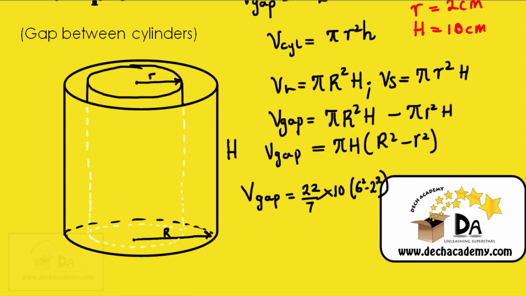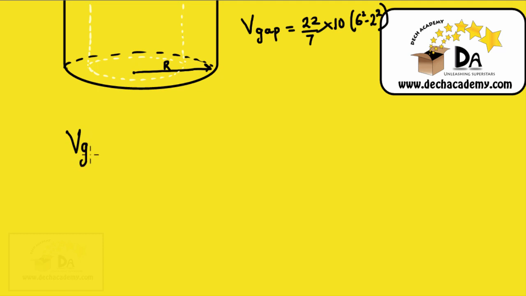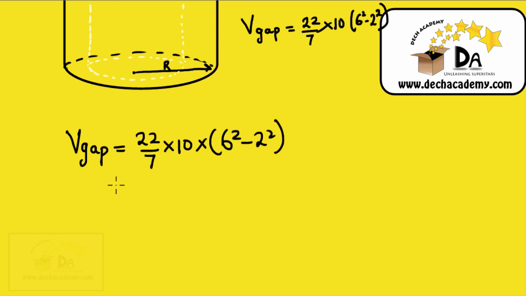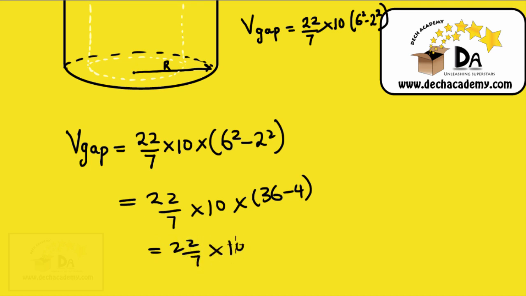So I'll just rewrite that neatly. What we have is the volume of the gap is equal to 22/7 times 10 times 6 squared minus 2 squared. And that's equal to 22/7 times 10 times 36 minus 4, which is 22/7 times 10 times 32, which is equal to 7,040 divided by 7 centimeters cubed. It's approximately 1006 centimeters cubed.